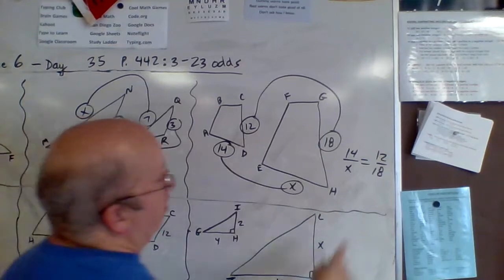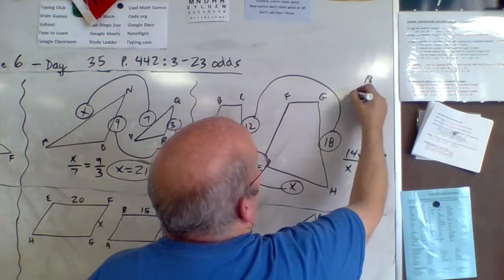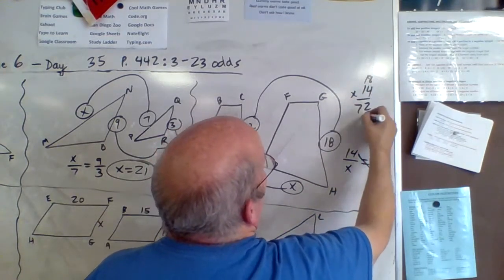Okay, so how do I solve that? Let's use cross products. 14 times 18 has to be equal to 12 times x. What do I get here?